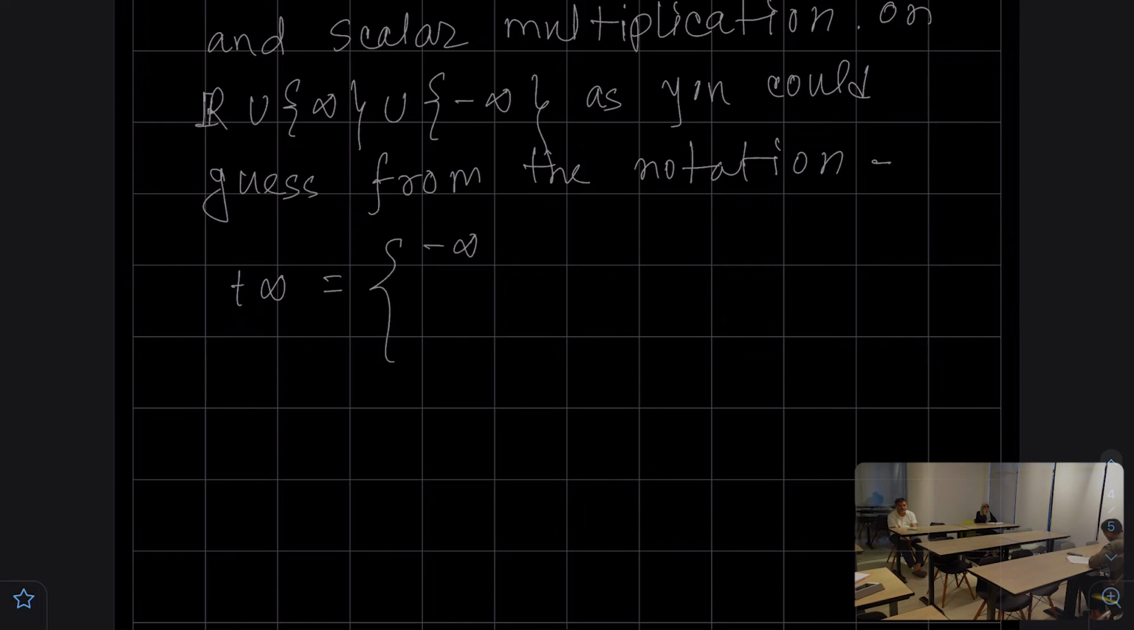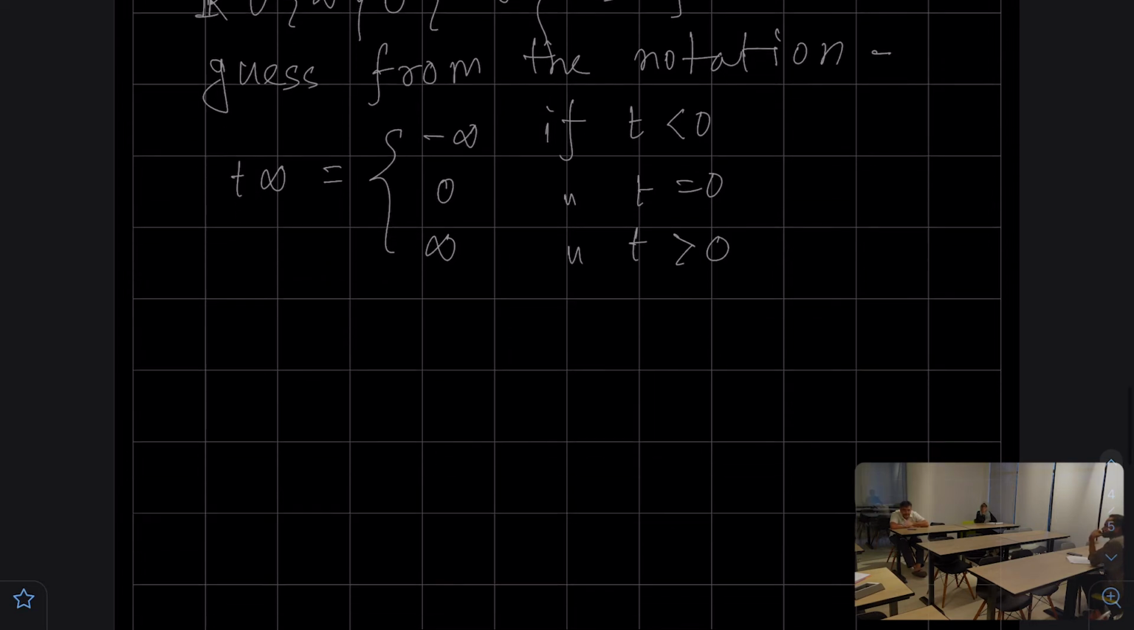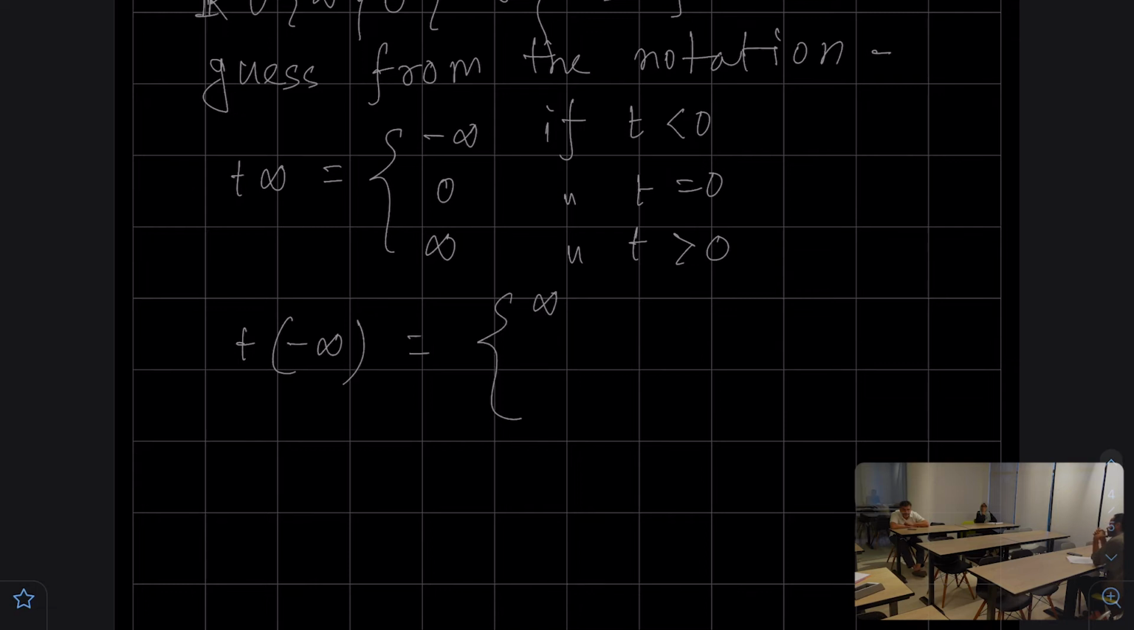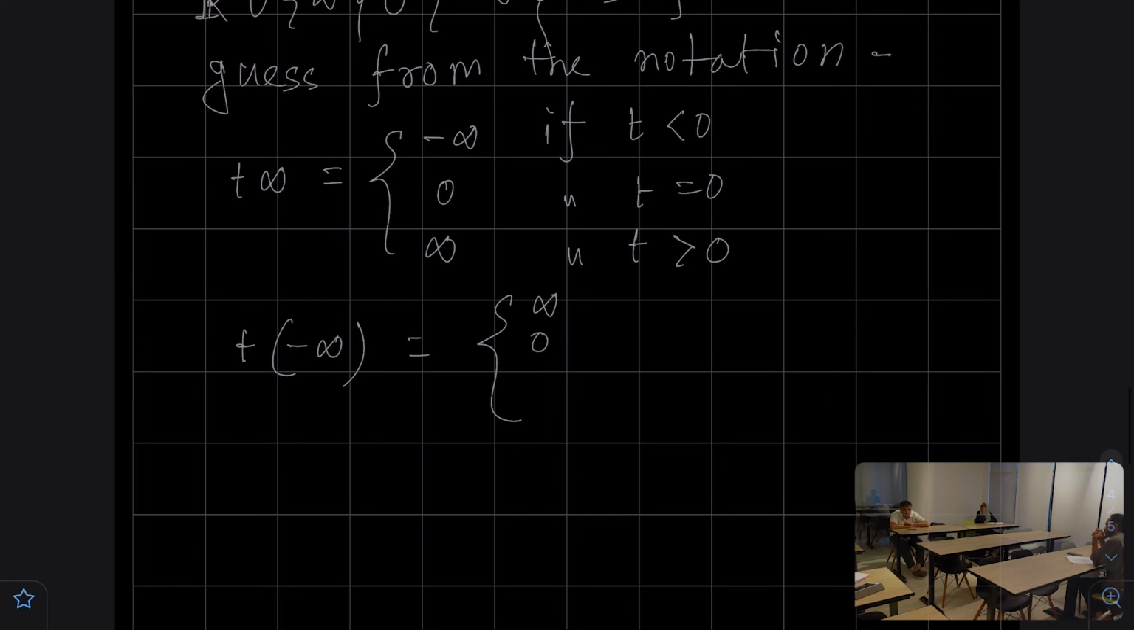Then infinity plus infinity is equal to infinity, minus infinity plus minus infinity is again minus infinity. I have a question. Yeah, sorry. So when you are defining multiplication of t with minus infinity and multiplication of t with infinity, that t is in the field.